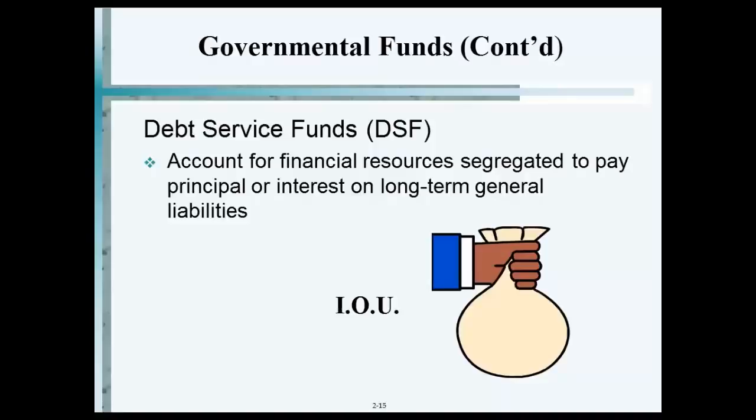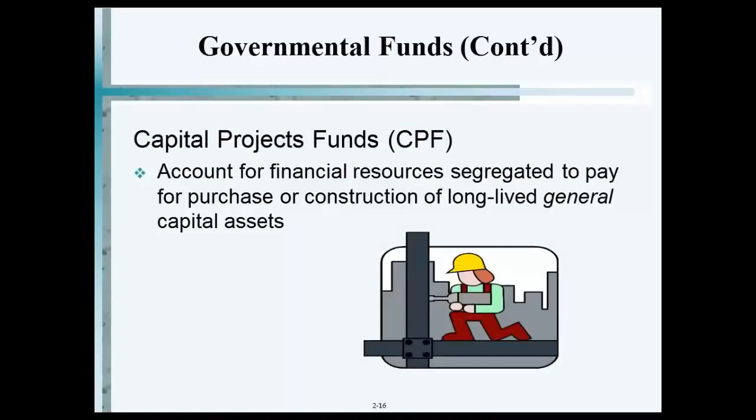So how many did we look at so far? Three, right? General fund, special revenue fund, debt service fund. We've got a couple more to go. Yep. Capital projects fund. Okay. So a government decides to build a new building. City Hall. It's going to cost a lot of money. So what do they do? They go out and borrow money.